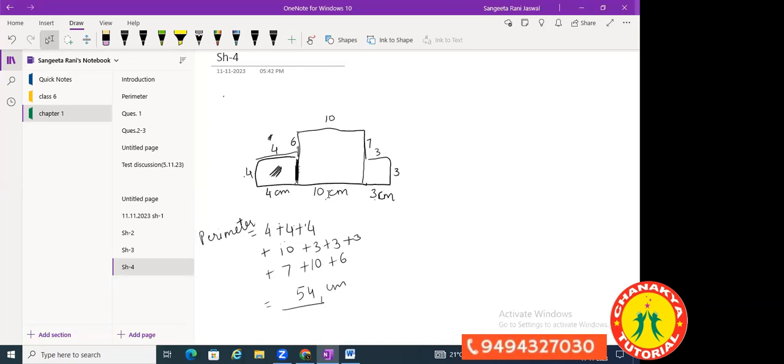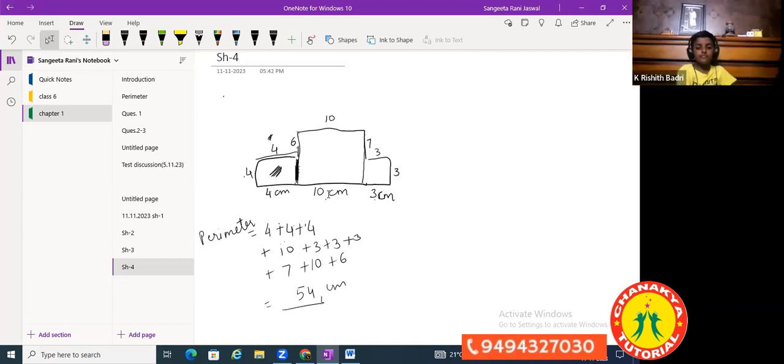Okay, do it nicely after the class. I'm giving you the answer: 54 centimeters. You can make this figure in front of you and work it out later again. Okay, ma'am. The answer is 54.